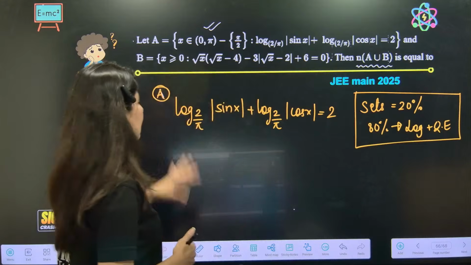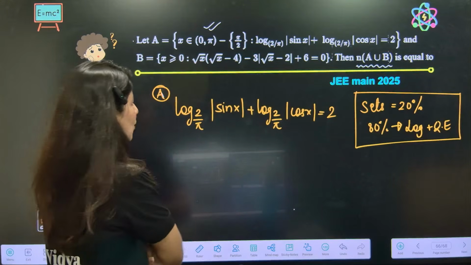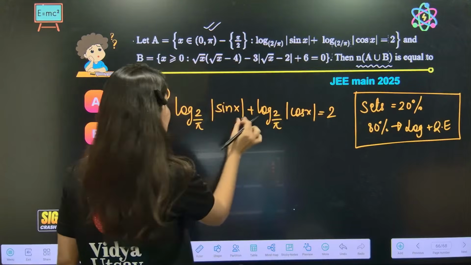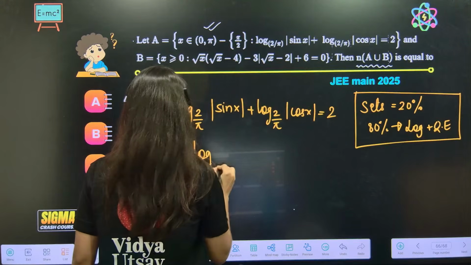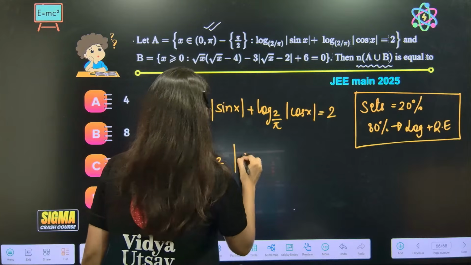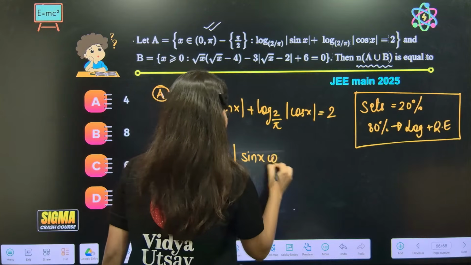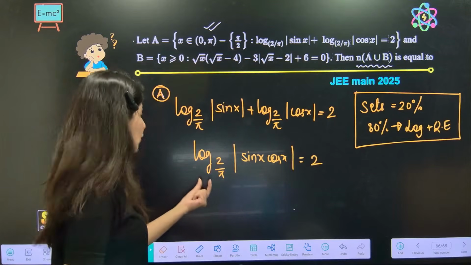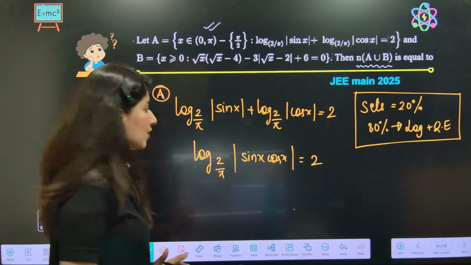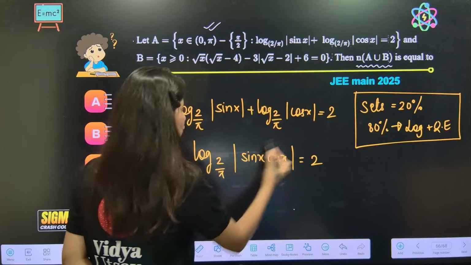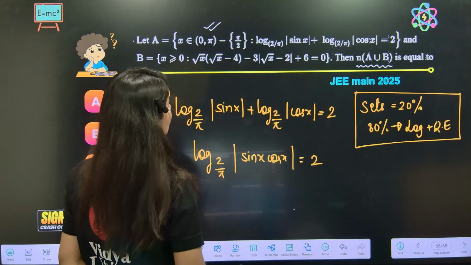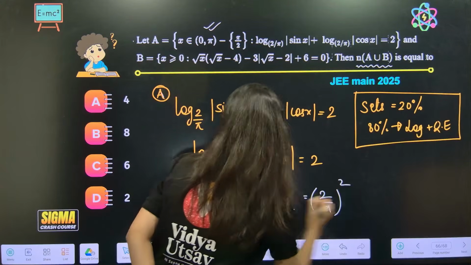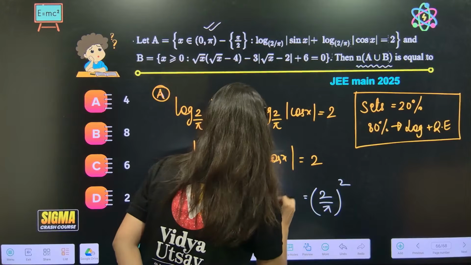Now this is set A. We need to solve it. So you know the property of log: log A plus log B, where the base is the same, will be log base 2 by pi of mod of sin x cos x, and that is equal to 2. Now take the anti-log: 2 by pi power 2. So this is 2 by pi square is equal to mod of sin x cos x.